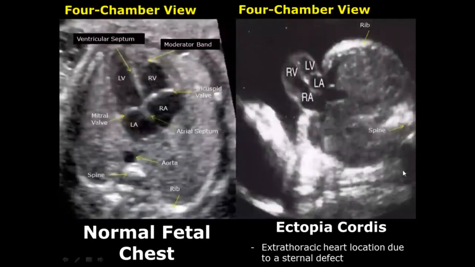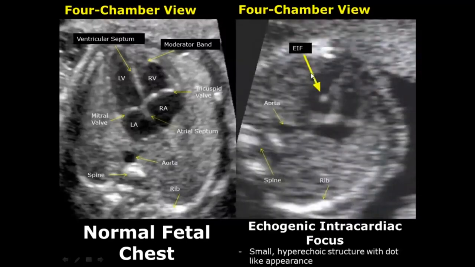Sometimes the heart may have an echogenic or hyperechoic dot-like structure that will be present in the ventricle attached to the interventricular septum. This is known as an echogenic intracardiac focus.